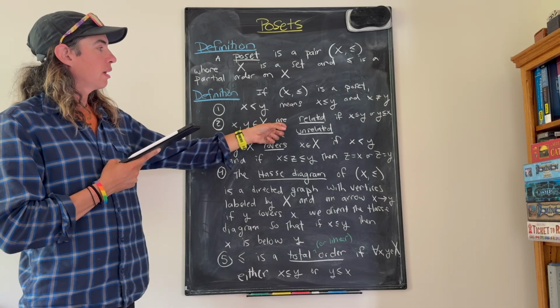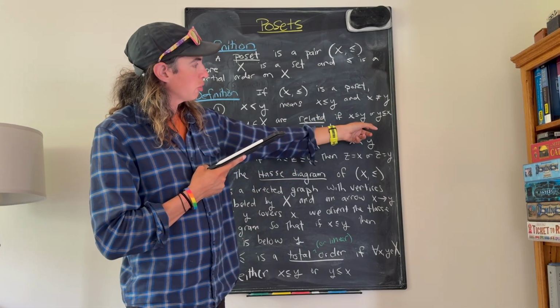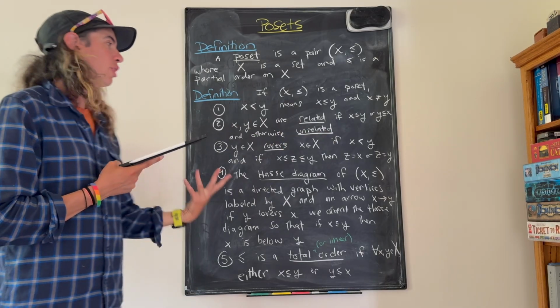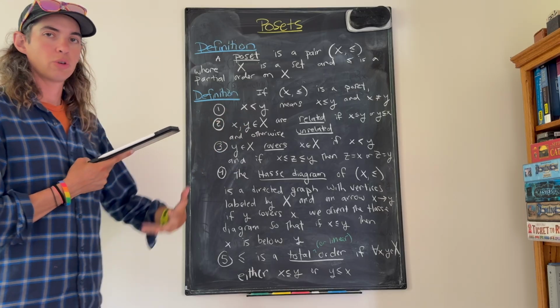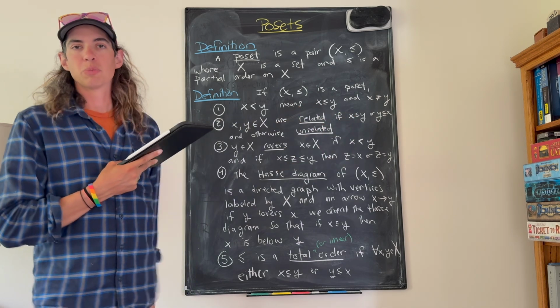x and y are said to be related if either x is less than or equal to y or y is less than or equal to x. Otherwise unrelated. And at this point you're saying, wait a minute, Nate, I'm used to the less than or equal to partial order on the real numbers where all elements are definitely related.